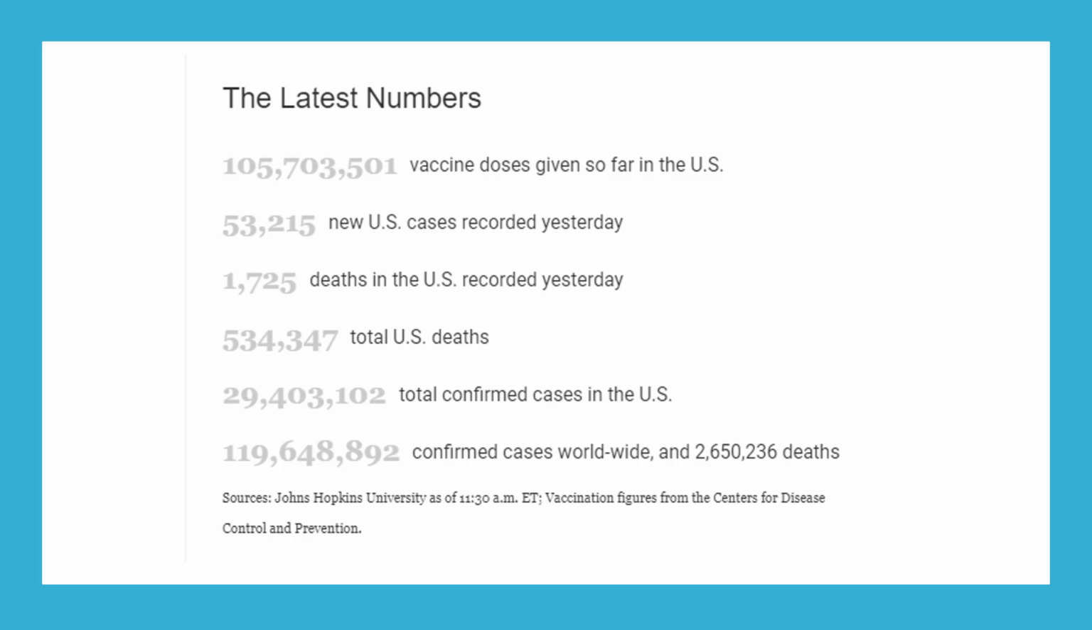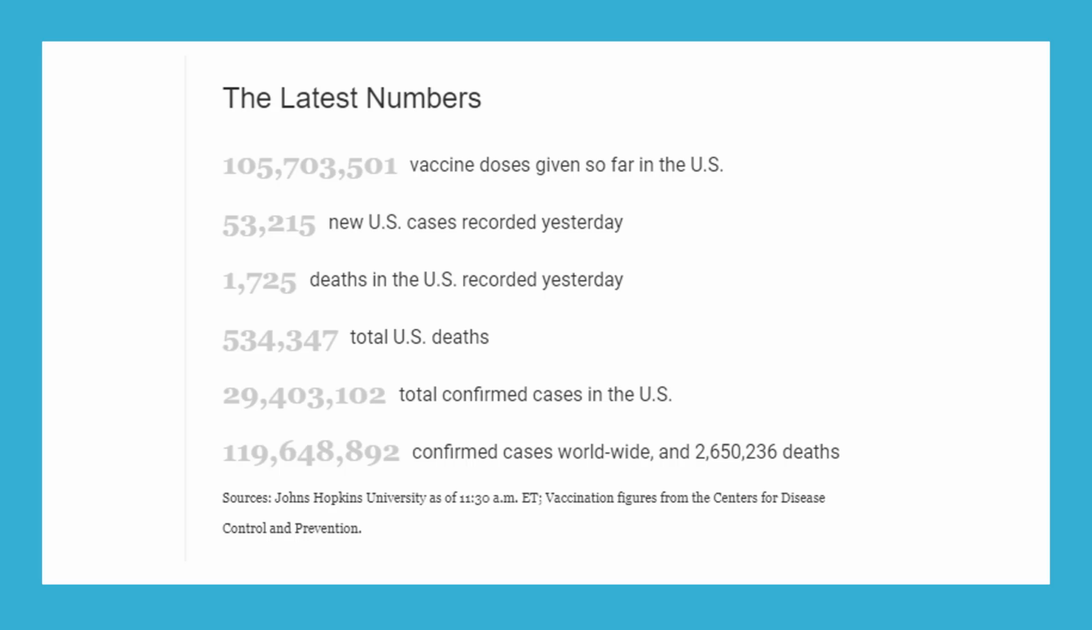105,703,501 vaccine doses so far in the U.S. That's pretty good. But at the same time, there were 53,215 new cases yesterday, and 1,725 people died yesterday from COVID.